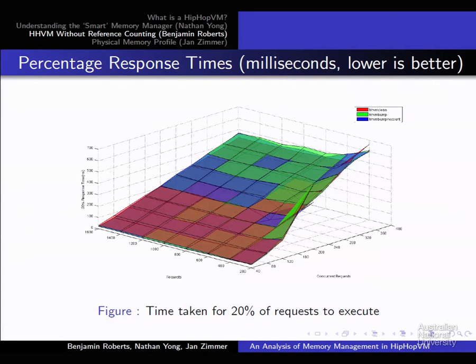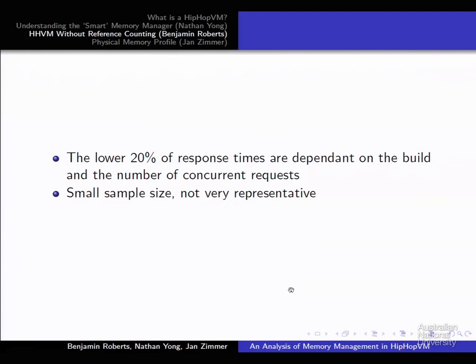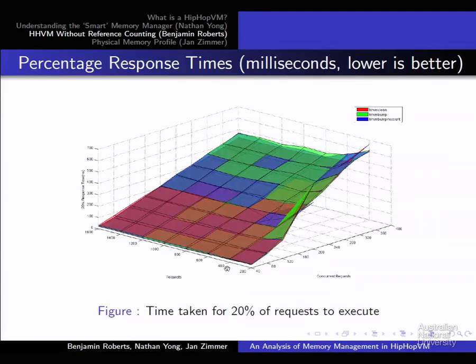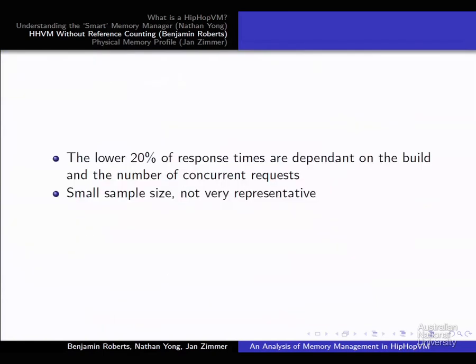This graph is the amount of the request time for the lowest 20% of requests that were executed. And this graph isn't super useful because it's a very small sample size, but it does seem to show that in the lowest percentage of requests the response time really depends on the level of concurrency and the build I was using. But there isn't really any clear data to be drawn from this.